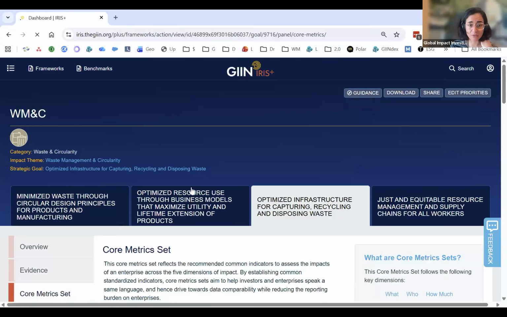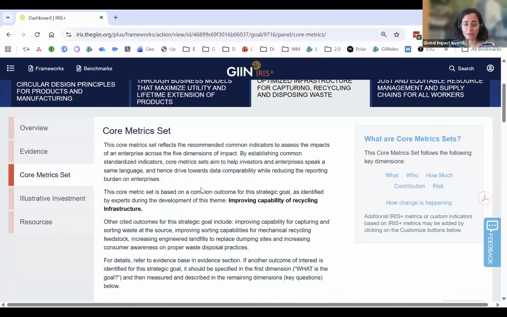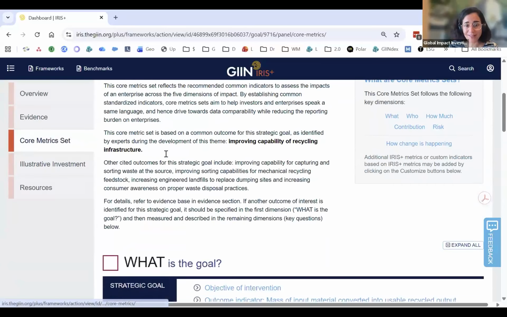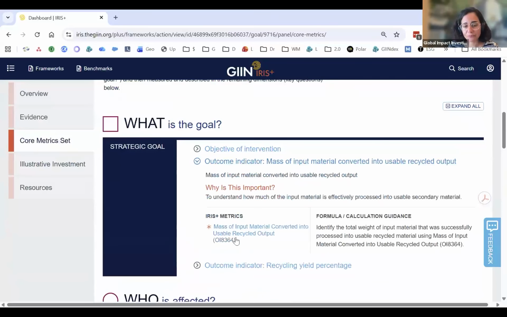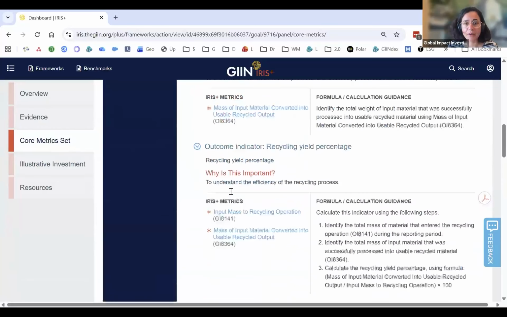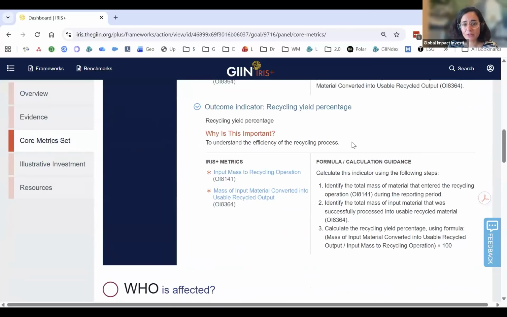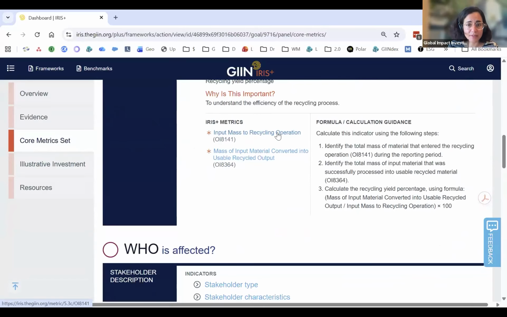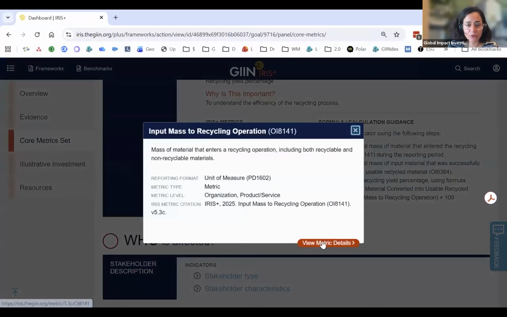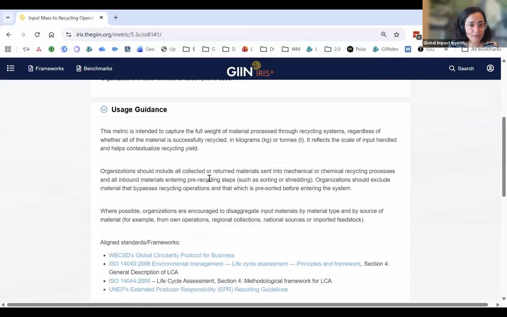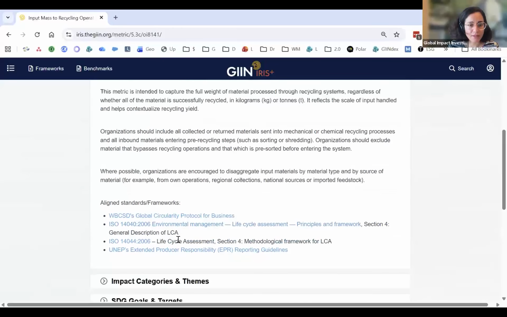But if you're looking at the metrics indicators, and that's the most important resource from our perspective, you will go to the core metric set and you will go here. So let's, for example, look at the recycling yield percentage. You see here the data, input mass to recycling operation, mass of input material converted into usable recycled output. It's a simple ratio in terms of the calculation guidance, but you may want to look further into the usage guidance for further information and aligned standards, and really take it from there.